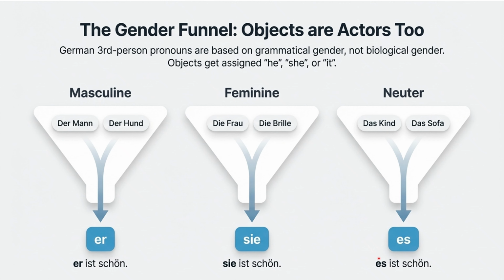This is like a funnel. All masculine nouns become er, all feminine nouns become sie, and all neuter nouns become es. Even objects and things get these pronouns. This is one of the most unique and important features of German grammar.